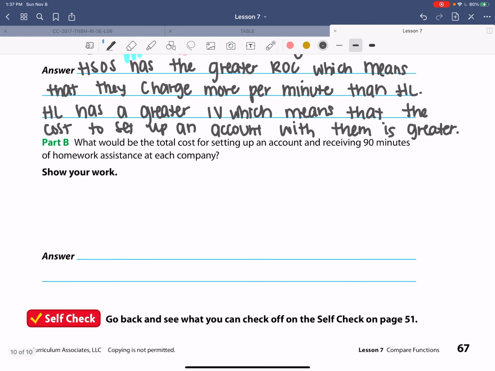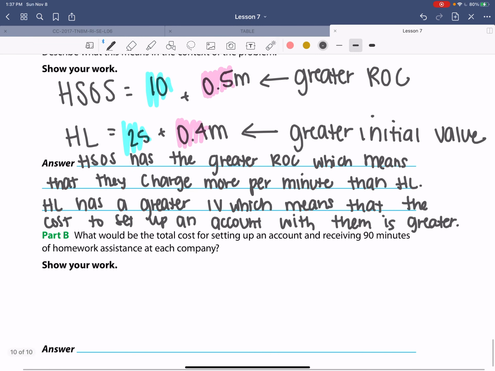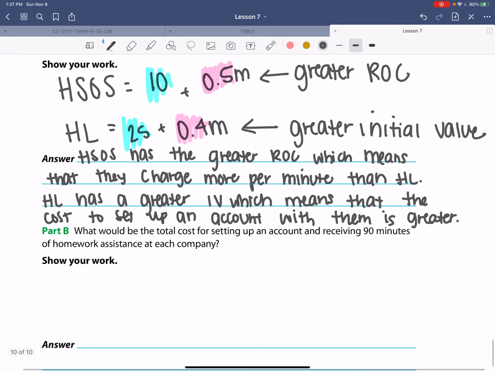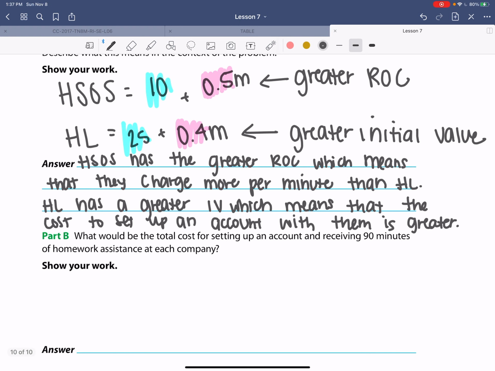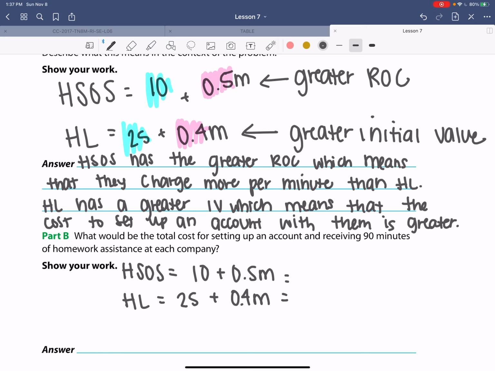And then we move on to part B, which is our last one for today. So, what would be the total cost for setting up an account and receiving 90 minutes of homework assistance at each company? Well, good thing we already created an equation in part A. So Homework SOS is going to cost us $10 initially plus 50 cents per minute. And Homework Lifeline is going to cost us $25 initially plus 40 cents per minute. And the number of minutes is 90.